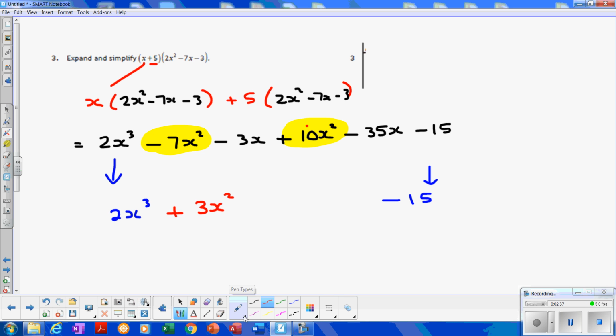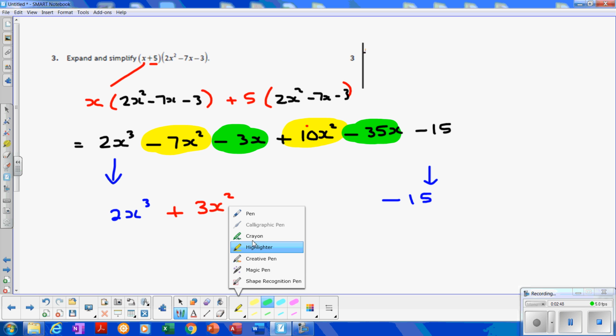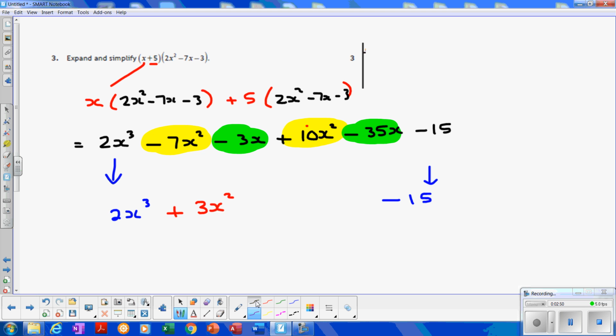Then we'll do the x's. So when I tidy up the x's, I have got minus 3x and minus 35x. So I'm down at minus 3 and I want to go down another 35, which takes me to minus 38x.